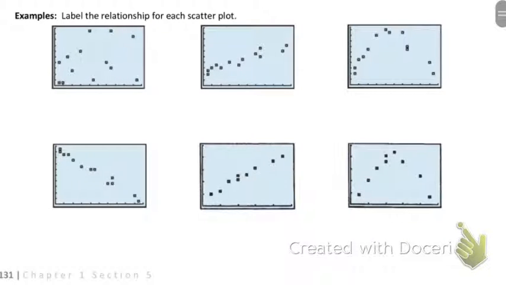So if we look at the examples down here, we're supposed to label the relationship for each of the scatter plots. That first one, it's just like buckshot. There's stuff all over the place. There's no line I can draw on it. There's no curved line I can draw on it. So that's going to be no relationship. No apparent relationship.